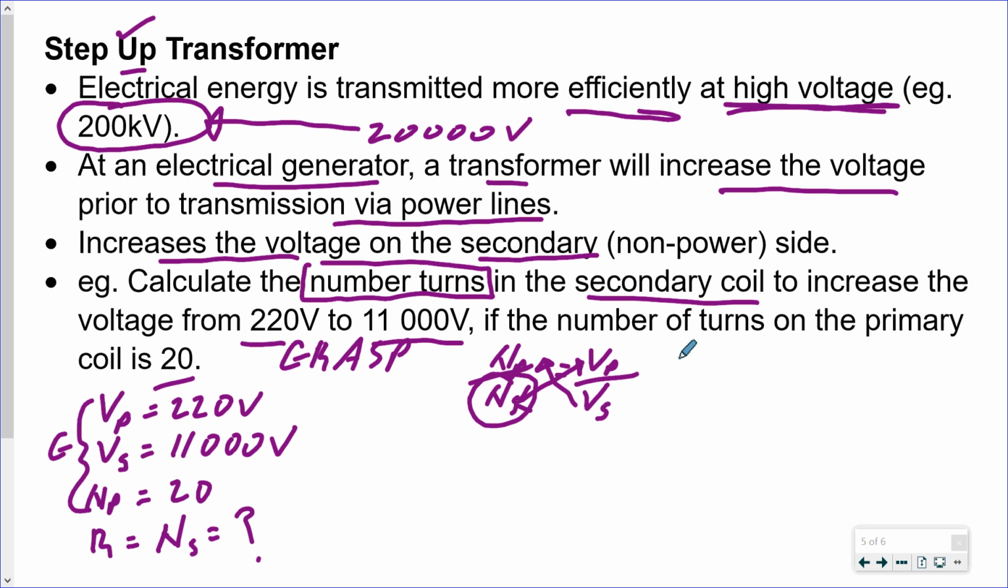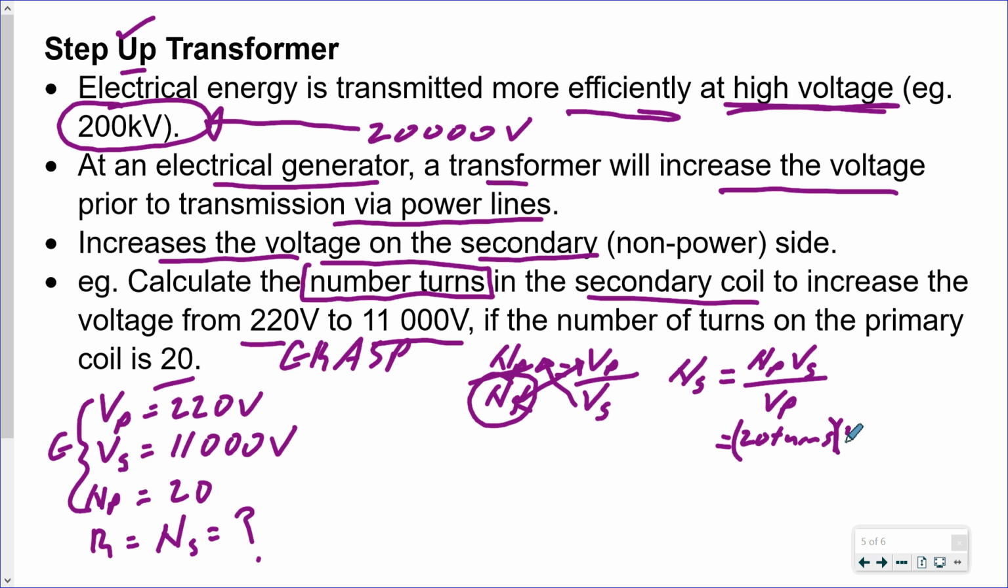Tidying all of that up, what does that give us? Number of turns on the secondary side, which is what we're trying to find out here, is equal to the number of turns on the primary times the voltage on the secondary side divided by the voltage on the primary side. So we already have all of this information, of course, we just need to plug it in. So the number of turns on the primary side, that is the 20 turns.